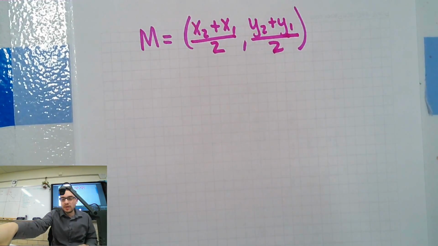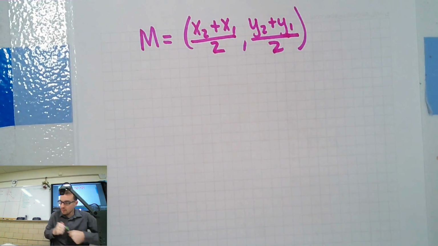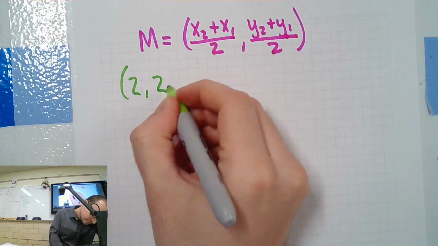So we know our midpoint. Our midpoint is 2, 2. That's what we just found.